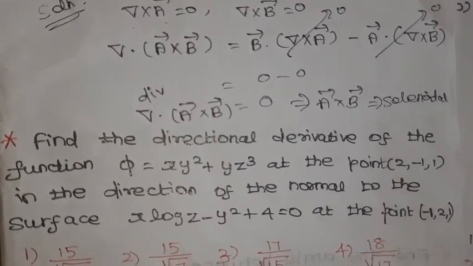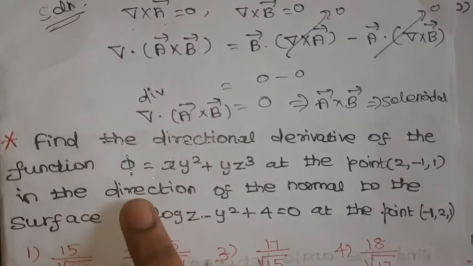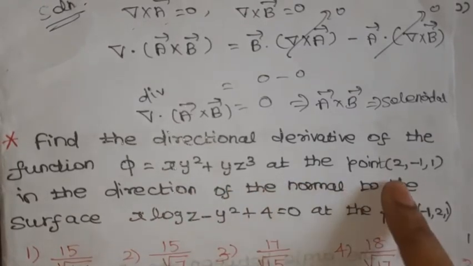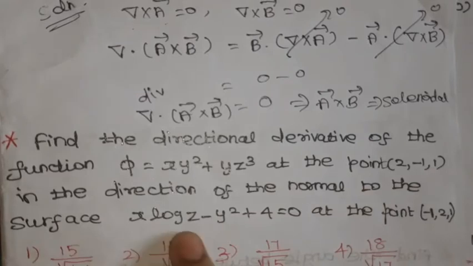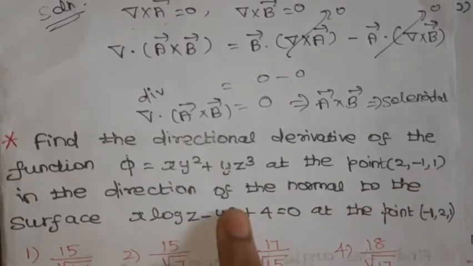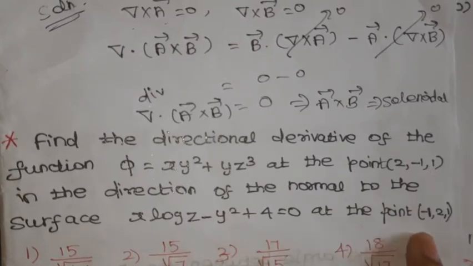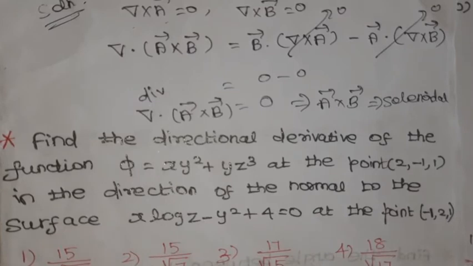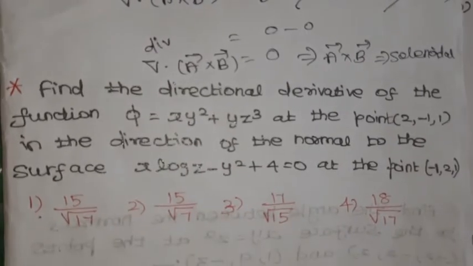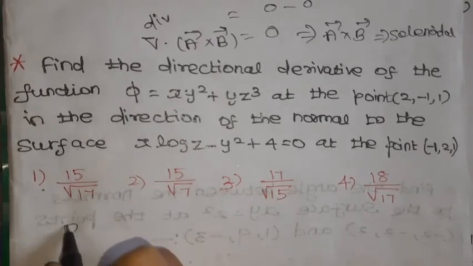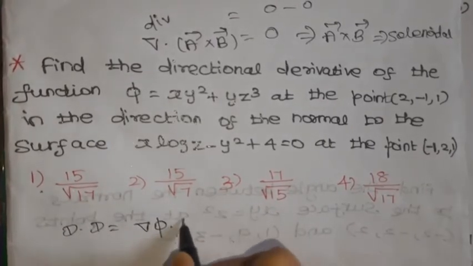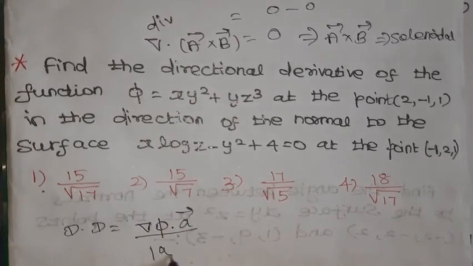Find the directional derivative of the function phi equal to xy squared plus yz cube at the point 2, minus 1, 1 in the direction of the normal to the surface x log z minus y squared plus 4 equal to 0 at the point minus 1, 2, 1. We are going to find the directional derivative for the given function. What is the formula for directional derivative? D dot D in short, del phi dot A vector divided by modulus A vector.